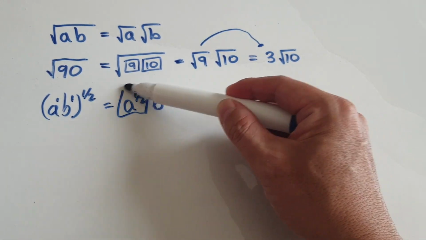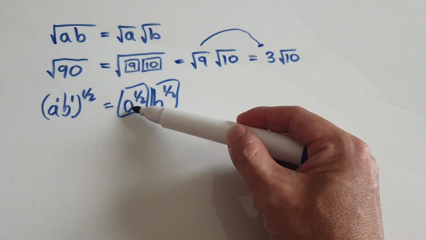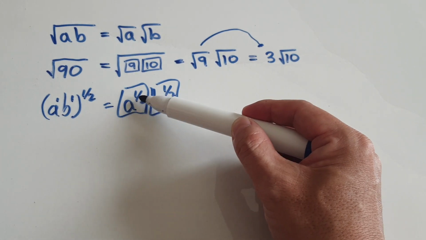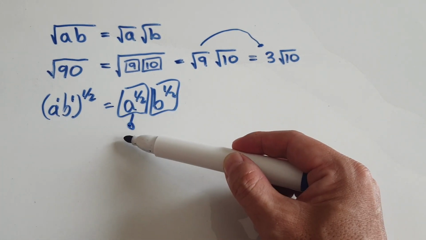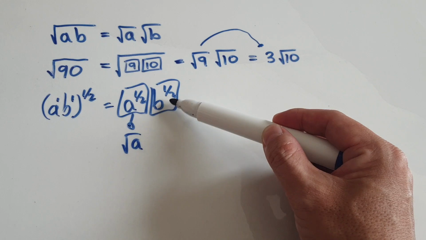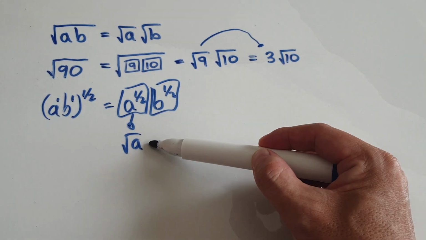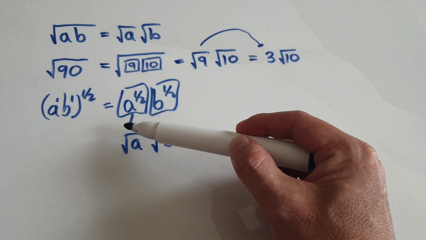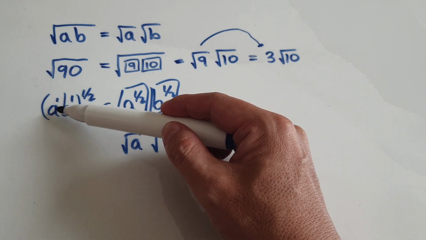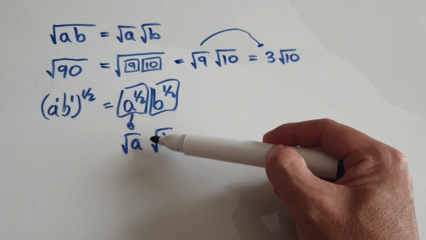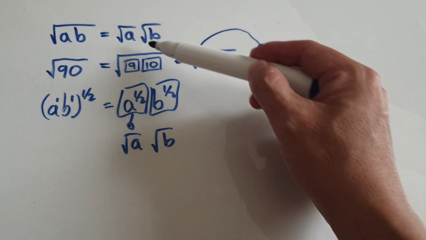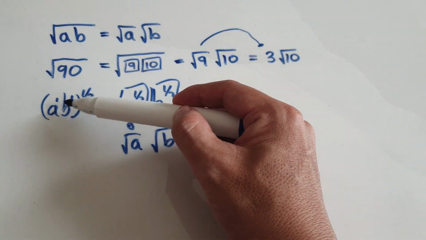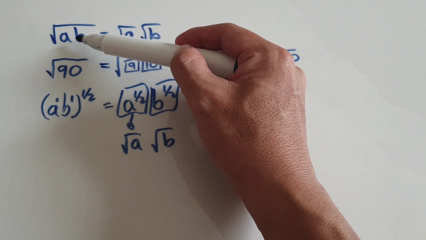So that's like one block times another block. Well, a to the power of a half is really the same as square root of a. b to the power of a half is really square root of b. So now, well, square root of ab is the same as root a times root b. So that's this thing here. And then this is really root ab.